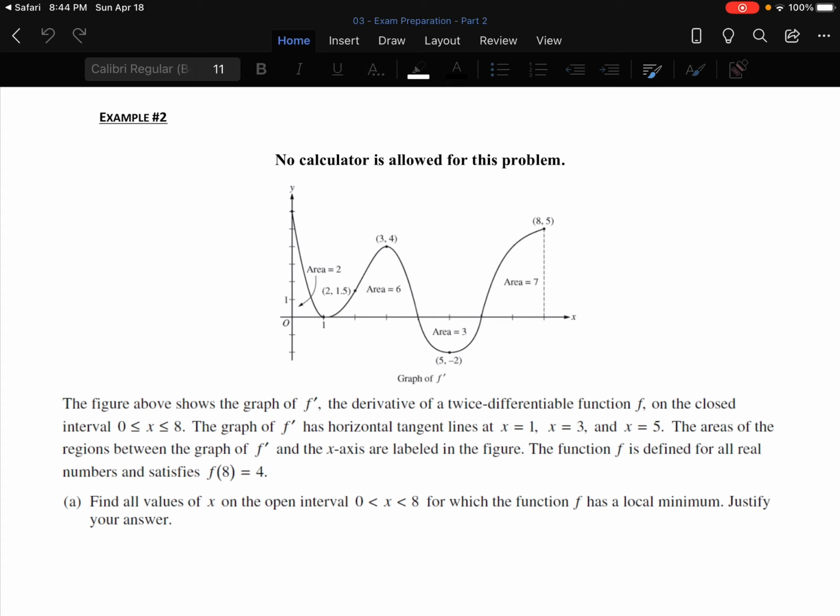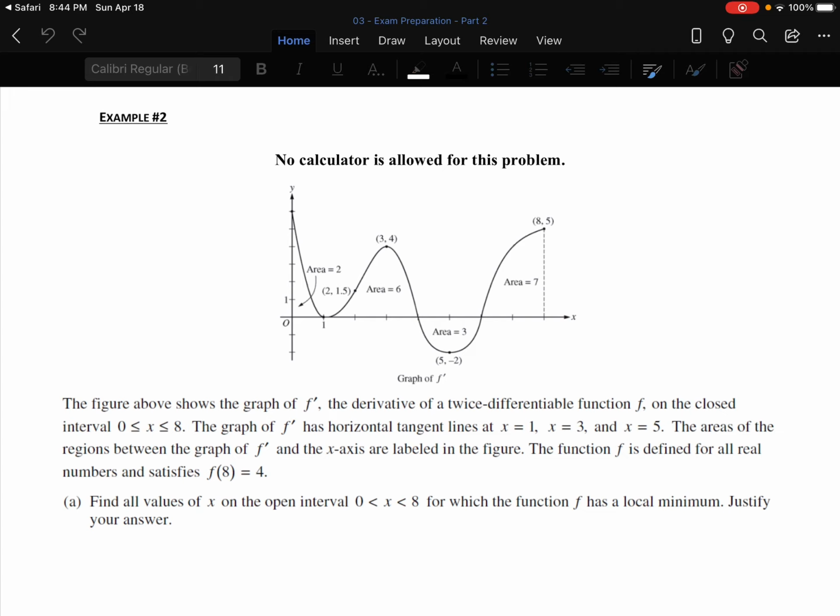The graph of f prime has horizontal tangents at x equals 1, 3, and 5. I can sort of see that in the graph, but they're just verifying that at those particular points you do get horizontal tangents. The areas of the regions between f prime and the x-axis are labeled in the figure. The area is 2 in that first section, and then 6 in the second, and then 3. Well, is it -3? It's an area of 3 below, so we'll have to think about that. And then an area of 7 on that last section.